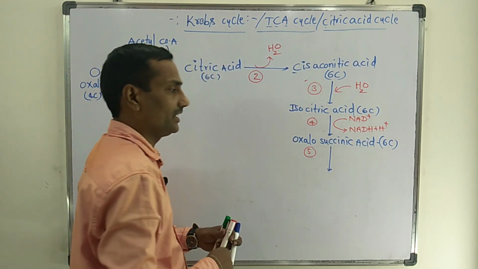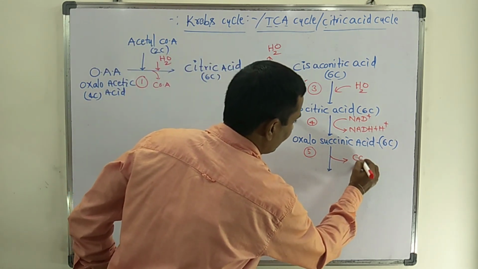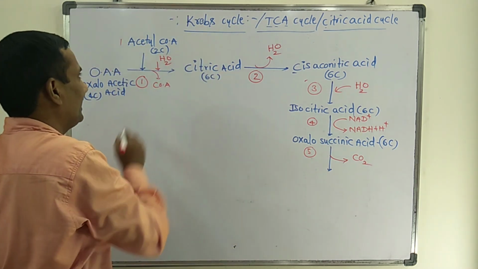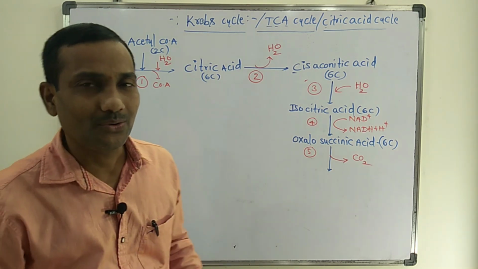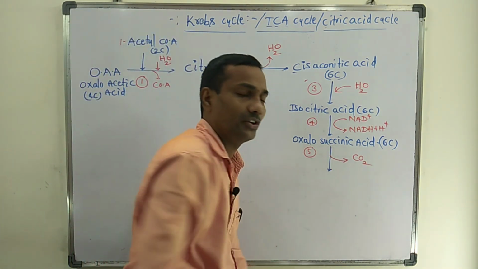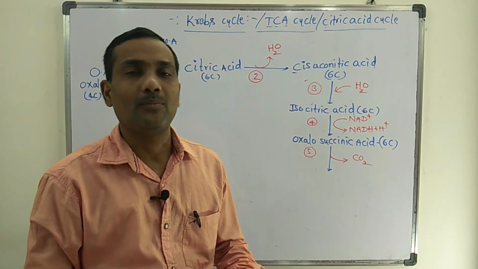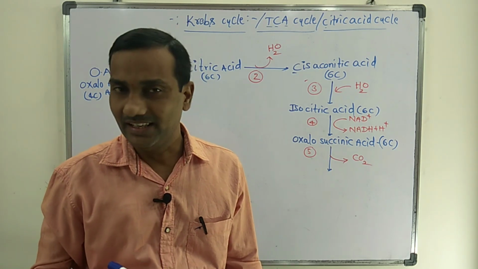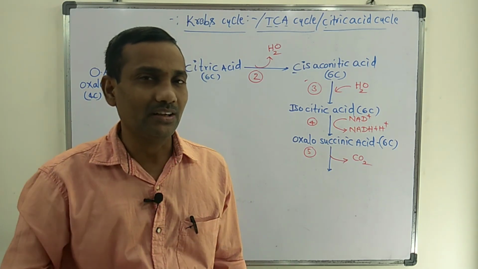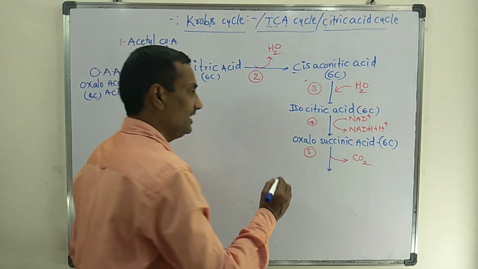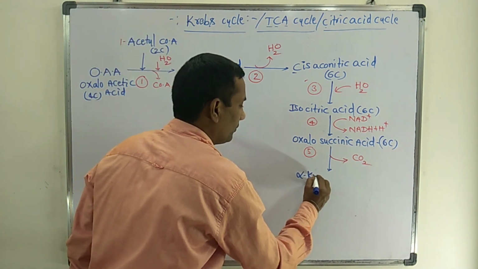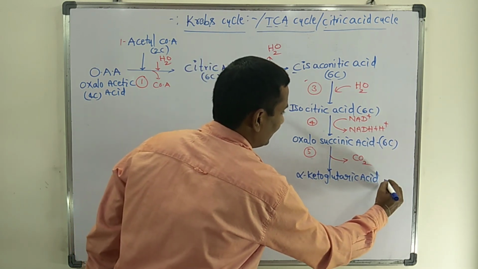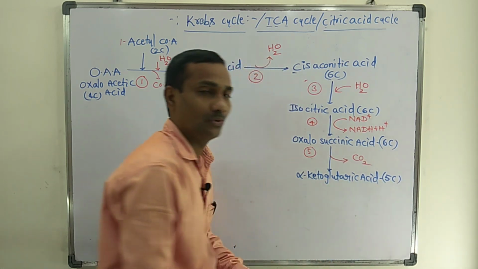Whatever step occurs at fifth, that leads to formation of 1 carbon dioxide molecule for 1 acetyl CoA. For 1 acetyl CoA, 1 carbon dioxide molecule is removed. A removal of carbon dioxide from the substrate, that is called decarboxylation. 1 carbon removed in the form of carbon dioxide. This leads to formation of 1 compound, that is alpha ketoglutaric acid. This is a 5 carbon compound.